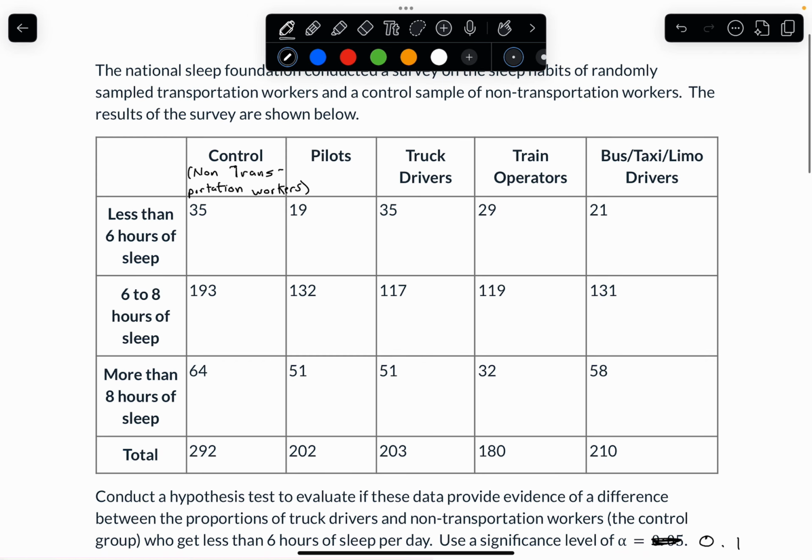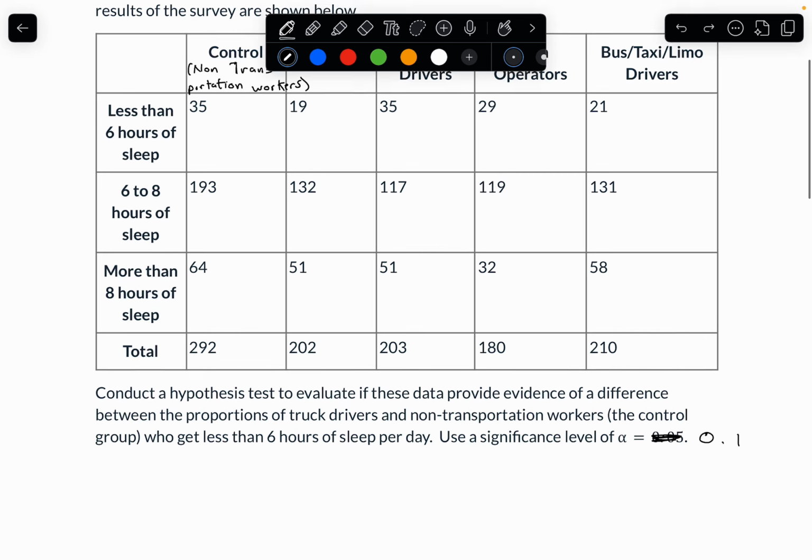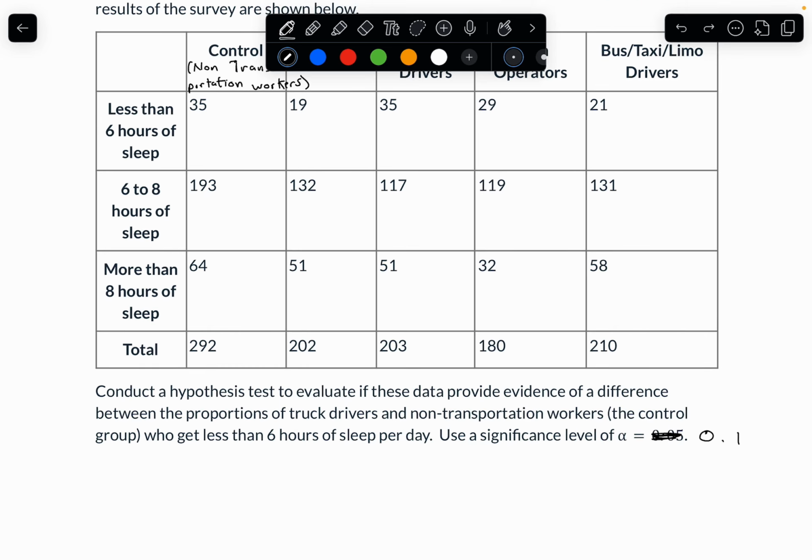So we've got all of our different types of transportation workers. Remember, our control group is the non-transportation workers. We want to conduct a hypothesis test to evaluate if these data provide evidence of a difference between the proportions of truck drivers and non-transportation drivers, which is the control group, who get less than 6 hours of sleep per day. We are going to use a significance level of alpha equals 0.1.